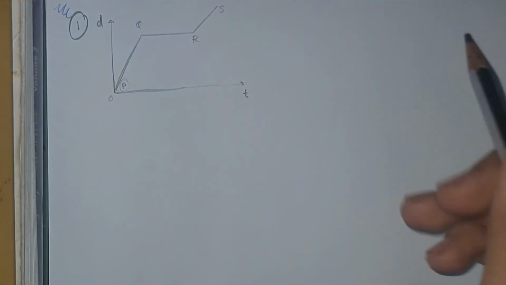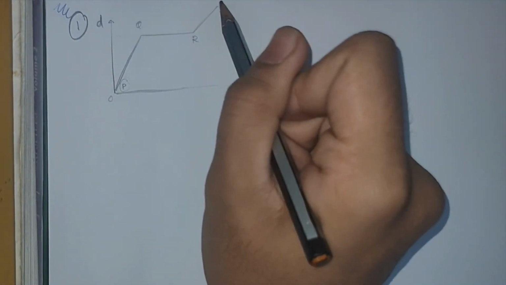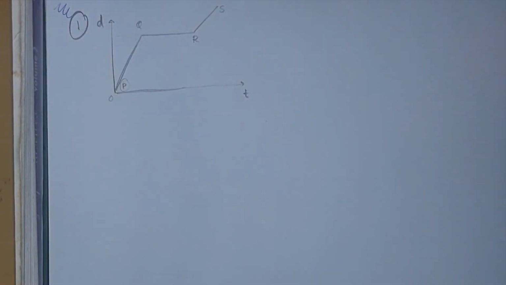Maybe we are not labeling the graph, but maybe this is 20 meters and this over here is 30 meters, something like that. Now we have been asked which row describes the speed of the vehicle in each section of the graph. Okay, let's check through the options then.